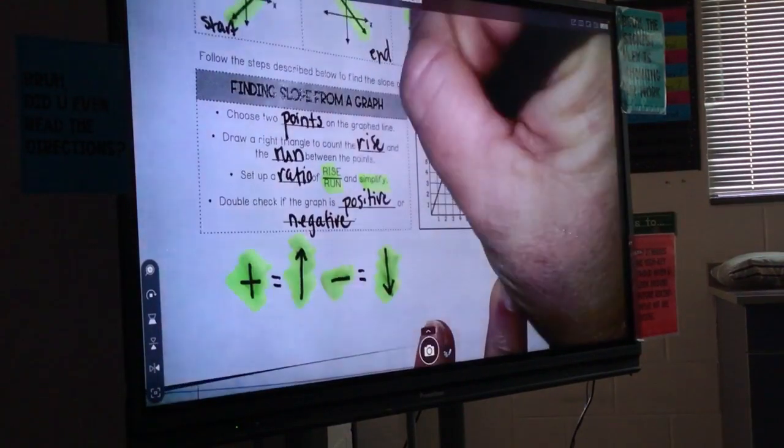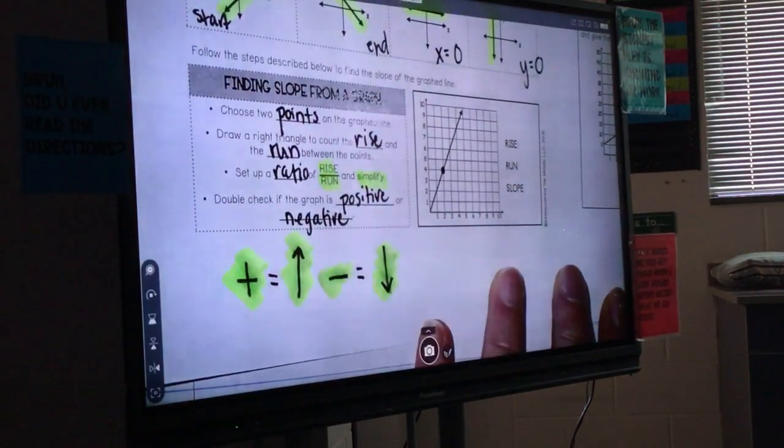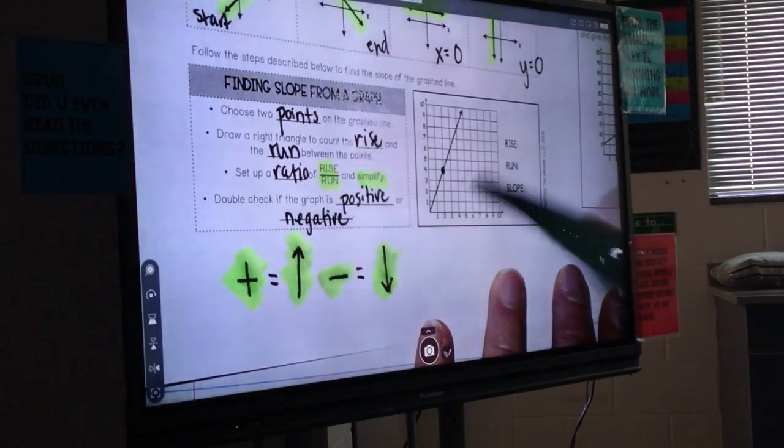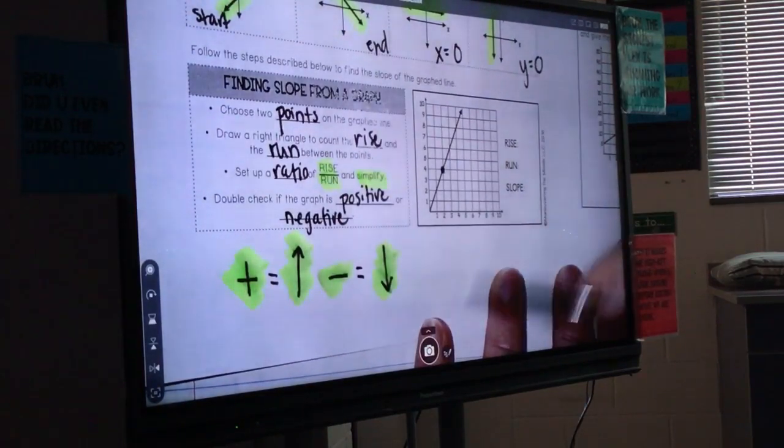All right, so someone pick a point. I picked that point. You cannot pick that point. Someone pick a different point on your graph. So everybody pick a different point. You cannot pick the one I just picked. So I picked 2, 4. You cannot pick 2, 4. You have to pick something else that's on that line.